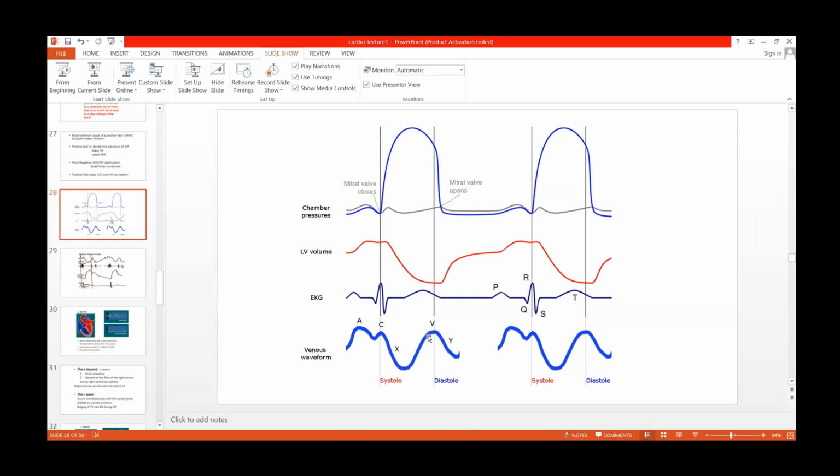And this V wave is produced mainly due to atrial filling, right atrial filling, and this Y descent is produced when there is right atrial emptying from right atrium to RV.